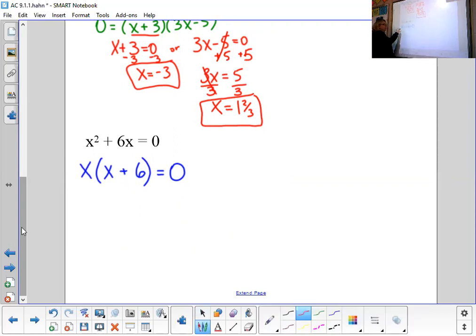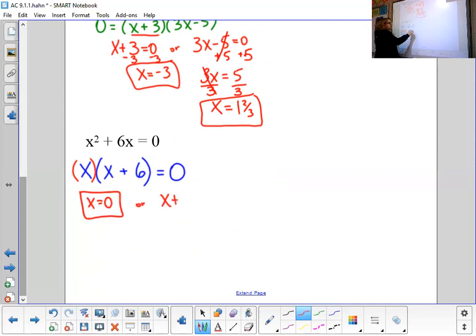So now, these are the two things that are being multiplied. If it helps you visualize it by putting a parentheses around x to remind yourself, that's one of my factors, that's one of the things that's multiplying, go ahead and do that. Okay, so that means that x could equal 0. Oh, there's my answer. That was easy.